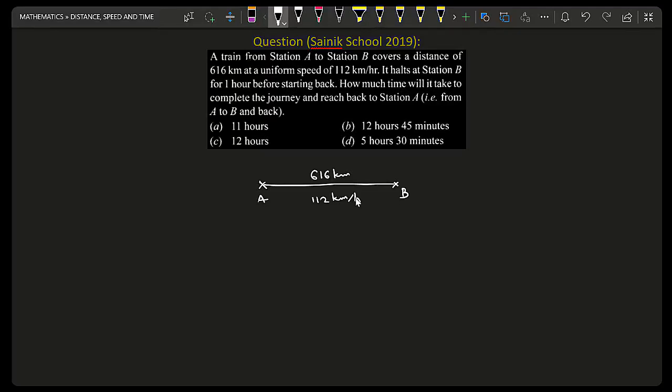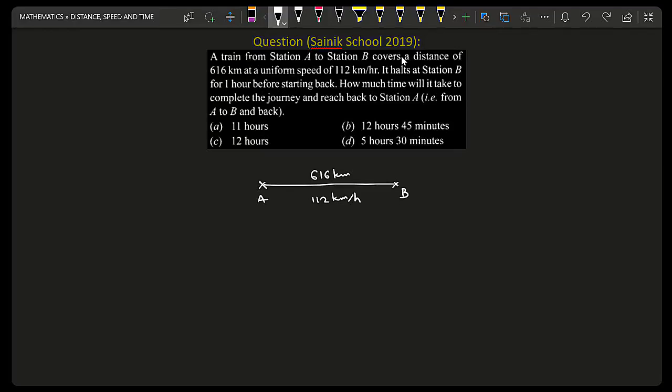So after reaching B, it halts. What do you mean by halts? It stays there for 1 hour before starting back. And when it turns back, again the same distance and again the same speed. Now what is the overall time, starting from A, reaching B, waiting there for 1 hour and coming back to A? So what is the overall journey time you need to calculate?